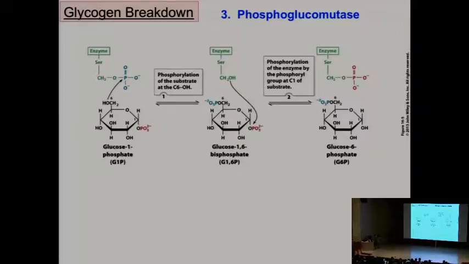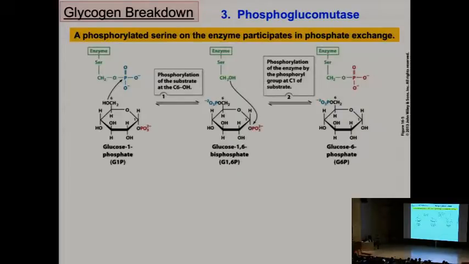The last part of this is the reaction catalyzed by phosphoglucomutase, which has a pretty simple job of just transferring a phosphate from the 1 position to the 6 position of glucose. It does this using a phosphorylated serine residue that actually participates in the reaction, and this is akin to phosphoglycerate mutase you guys learned about in glycolysis, which also used a post-translational modification to catalyze a reaction. Similar thing is happening here.